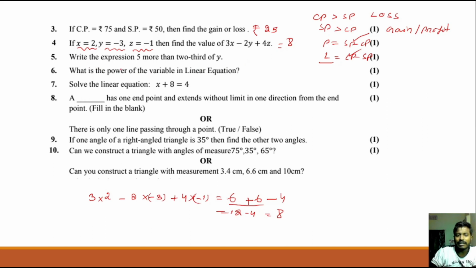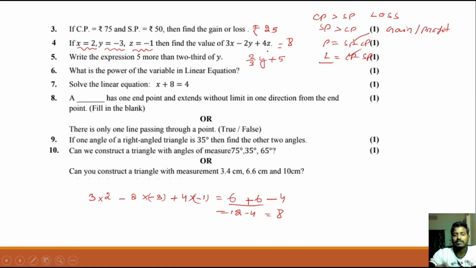Next, write the expression. 5 more means plus 5, yes or no? If there is 5 less, then we should subtract, minus 5, yes or no? Then 5 more than 2/3 of y, that is 2 by 3, that is 2/3 of 1 into y.